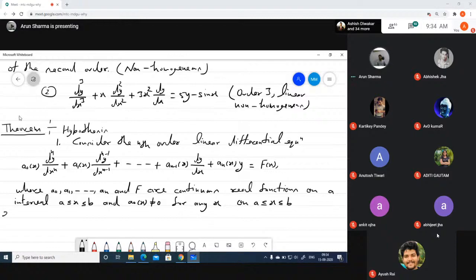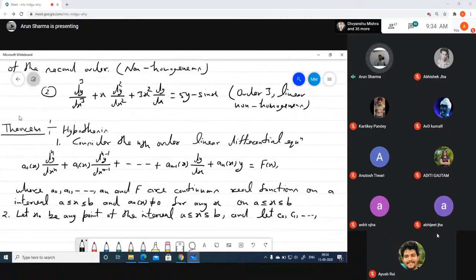And the second hypothesis is: let x naught be any point of the interval a less than or equal to x less than or equal to b, and let c naught, c1, c(n minus 1) be arbitrary real numbers. So these are the important real numbers or real constants.